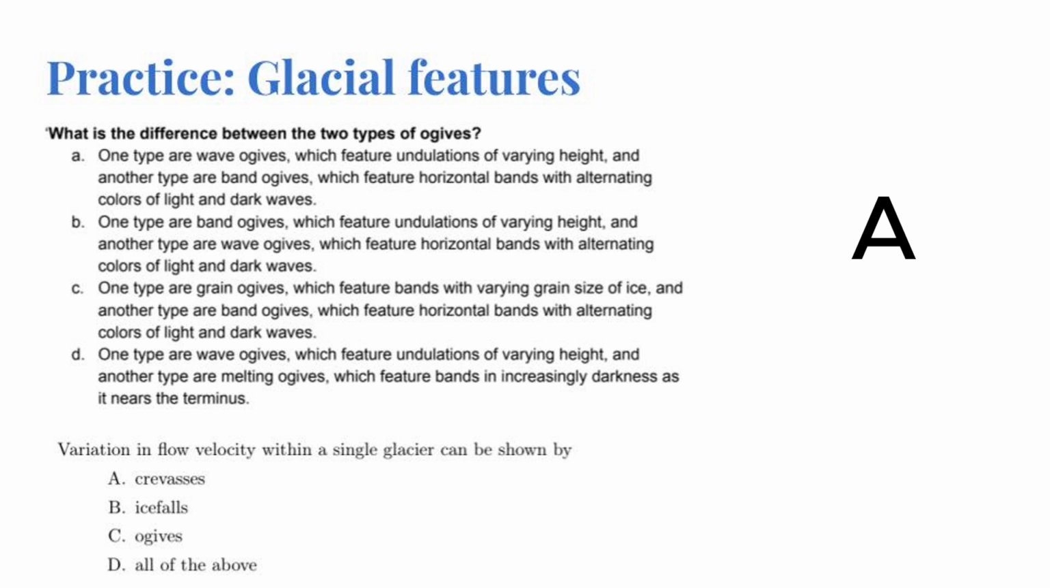Variation in flow velocity within a single glacier can be shown by... This answer is D because A, B, and C all have something to do with the variation in how the glacier flows. For example, for A, crevasses form when the glacier shears or cracks, and if we analyze the ogive bands, we can see that the glacier is flowing faster in the center compared to the sides. And icefall is a pretty obvious answer since icefall basically describes, think of it as a waterfall but with ice and with more extreme speed, so it's D.